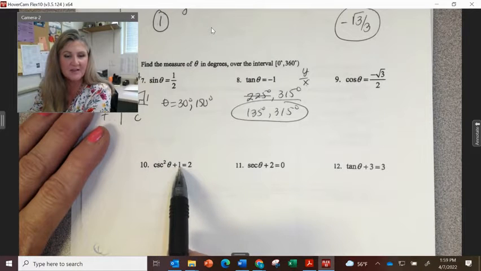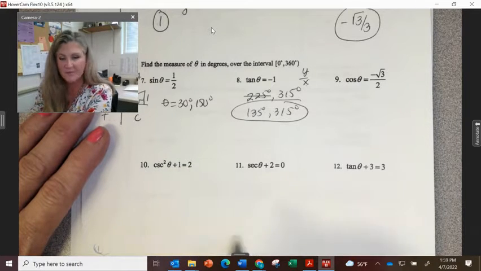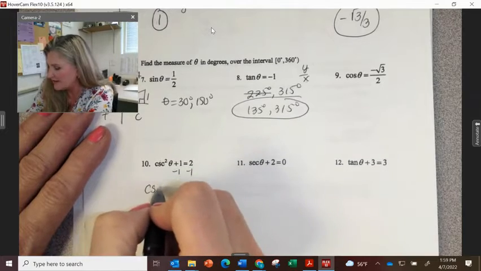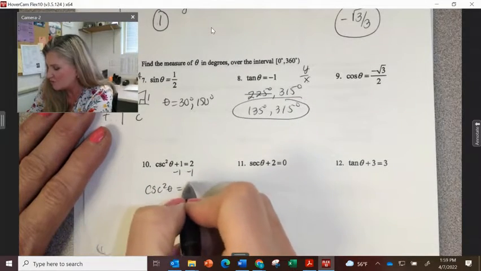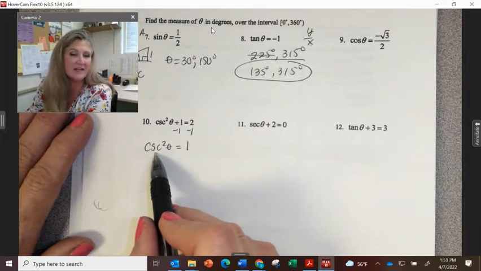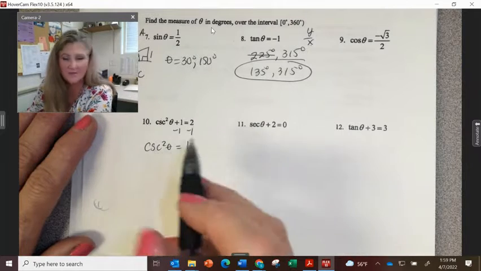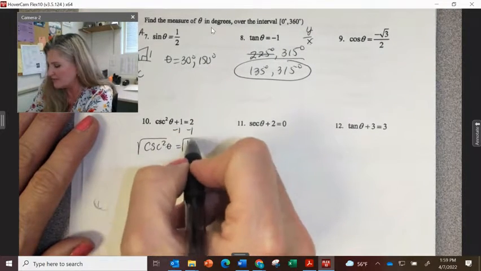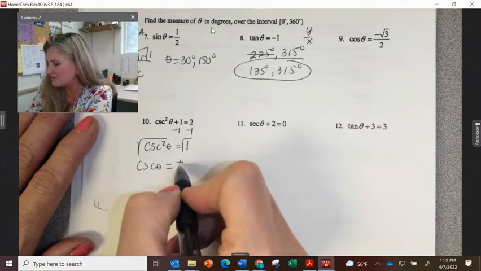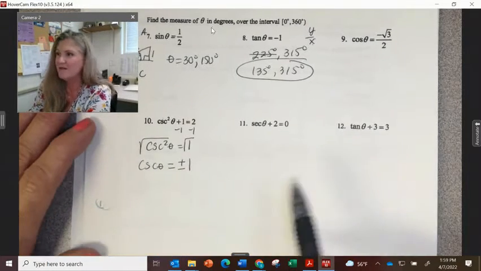Cosecant squared theta plus 1 equals 2. So to solve this, I have to subtract 1 first. I get cosecant squared theta equals 1. How do I solve this for just cosecant? I'm going to take the square root of both sides. So cosecant theta has to equal plus or minus 1.